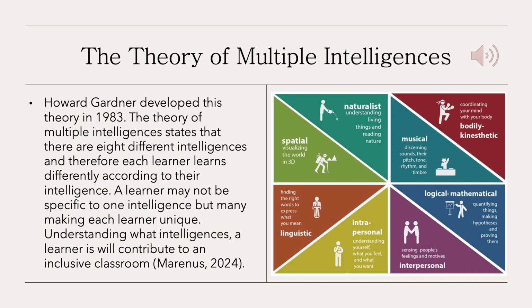Howard Gardner introduced the theory of multiple intelligences, suggesting that there are 8 distinct types of intelligences, each emphasizing different ways of learning and understanding the world. According to this theory, learners may not fit into just one category, but may display strengths in multiple intelligences, which makes each student unique. By identifying and understanding these different intelligences, teachers can adapt their methods to support the diverse learning needs of each student, contributing to a more inclusive and supportive classroom environment.